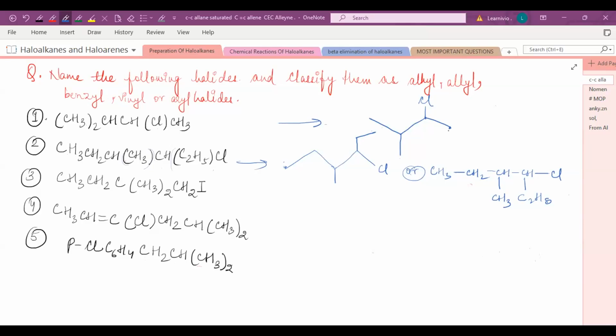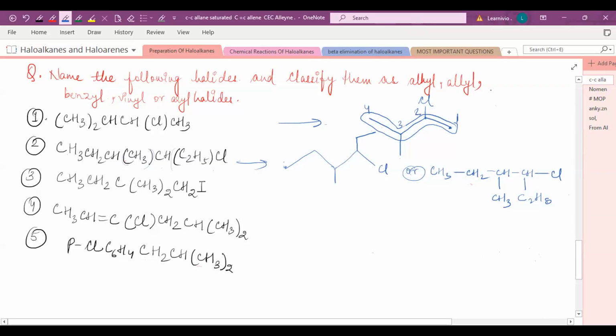See, first you have to check which is the longest chain. So 1, 2, 3, 4, a 4 carbon chain. This one is the longest chain. Now try to assign the numbers in such a way that the substituent or the functional group will get the lowest number. So you will start the numbering from the right side: 1, 2, 3, and 4. Now what is the name?